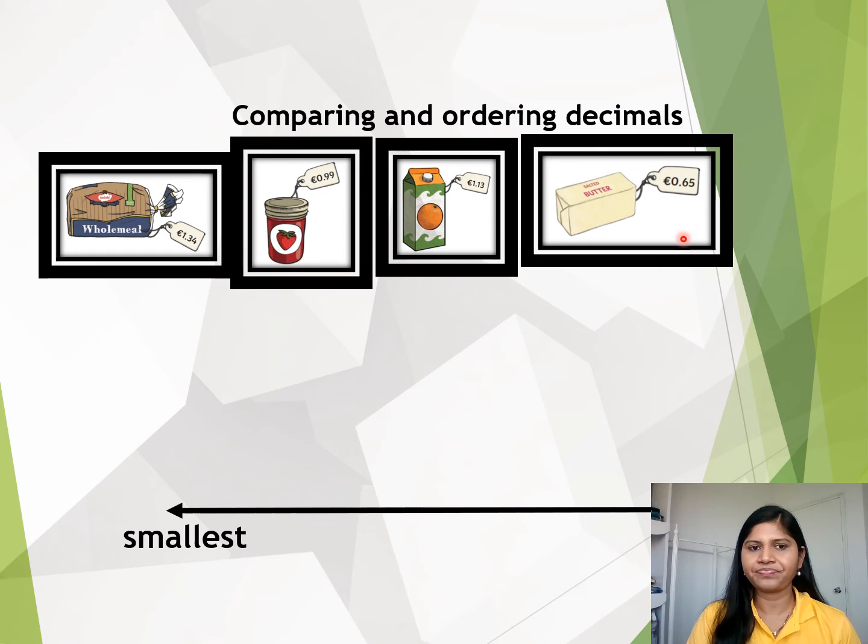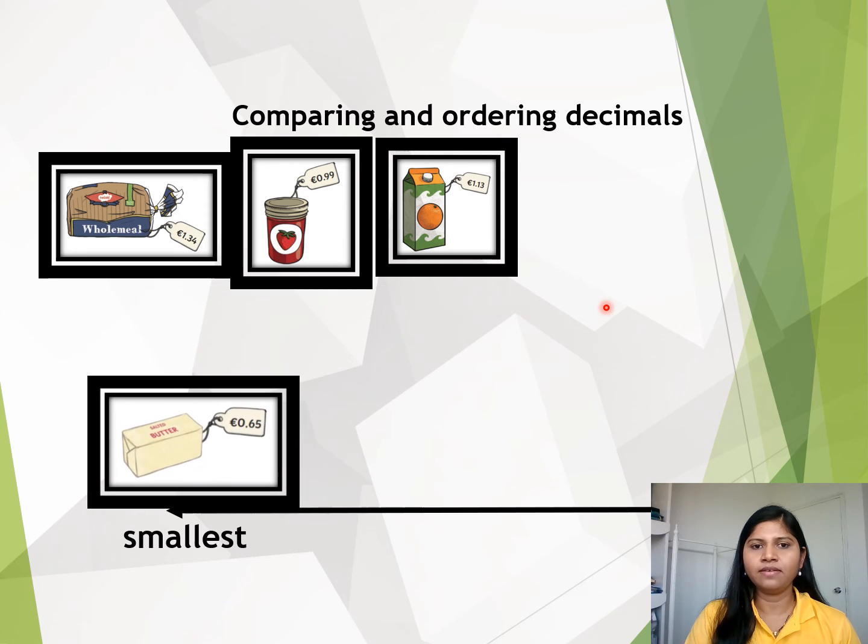0.65 euros. If you see, you can notice that butter and jam have 0 in their ones place, the whole numbers. So we start comparing with the butter and jam. So moving to the tenths place, we see 9 is the digit for jam, and 6 is the digit in the tenths place for butter. So butter has a lower price, it's cheaper than the jam.